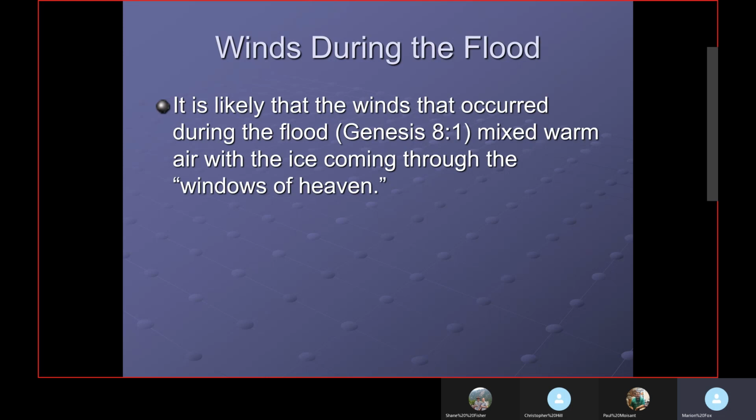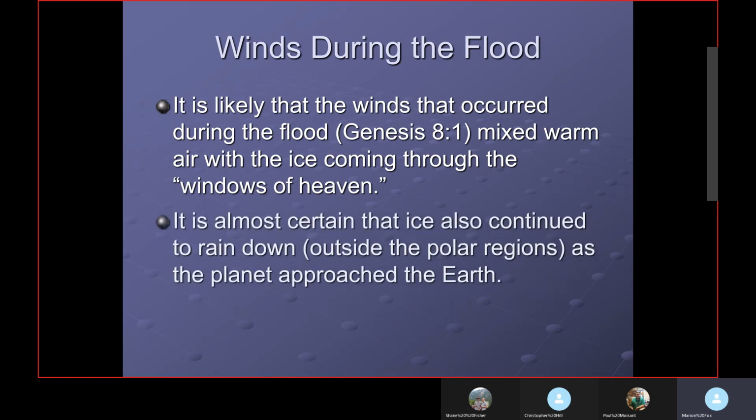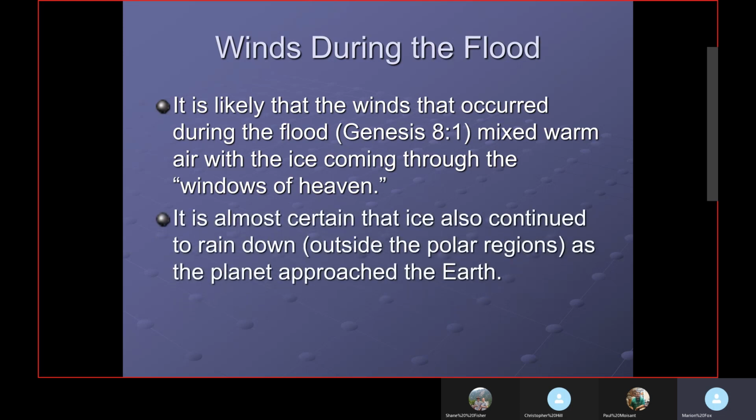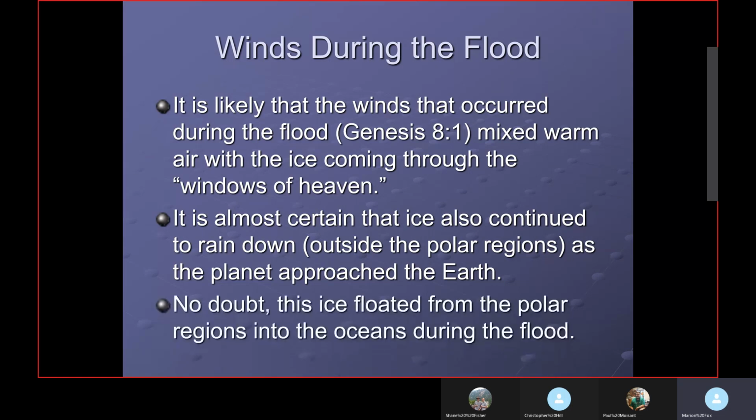It's likely that the winds that occurred during the flood mixed warm air with the ice coming through the windows of heaven. And so we'd have the flow of warm air and then cold air and then warm air and cold air back and forth over a period of maybe just a few hours rather than years or decades, as they argued. It's almost certain that ice also continued to rain down outside the polar regions as the planet approached the Earth. So we have it raining down in other locations. No doubt the ice floated from the polar regions into the oceans during the flood. So we have a very cold ice floating in the polar regions into the oceans.